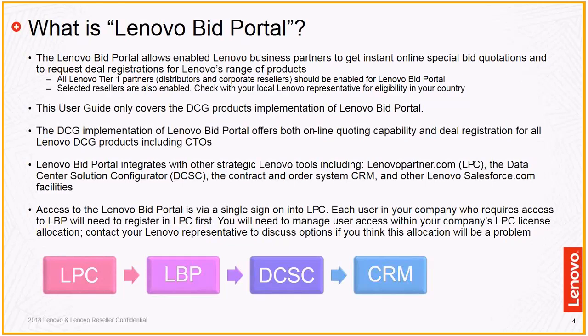Lenovo Bid Portal offers both online quoting capability and deal registration for all Lenovo DCG products, including CTOs. Lenovo Bid Portal integrates with other Lenovo tools, including Lenovo Partner.com, DCSC, CRM, and SFDC. Access to the Lenovo Bid Portal is via a single sign-on into LPC. Each user in your company who requires access to LBP will need to register in LPC first.